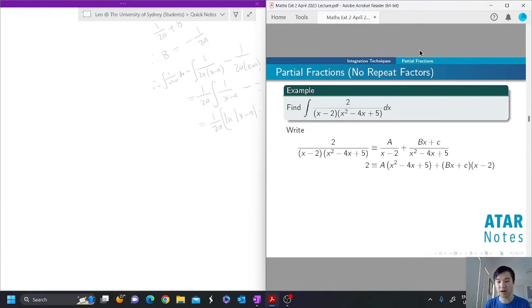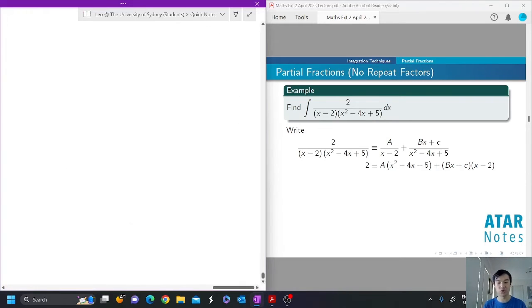Okay, let's try another example now. Let's say we are asked to integrate 2 over (x minus 2) times (x squared minus 4x plus 5). Notice how the bottom is already in a factorized form, and the degree of the top is less than the degree of the bottom. So we can't use long division. We're going to have to use partial fractions.